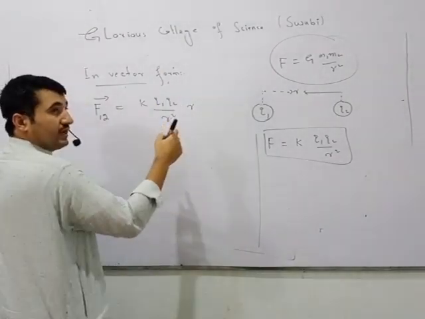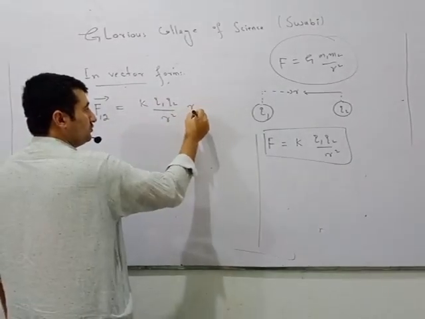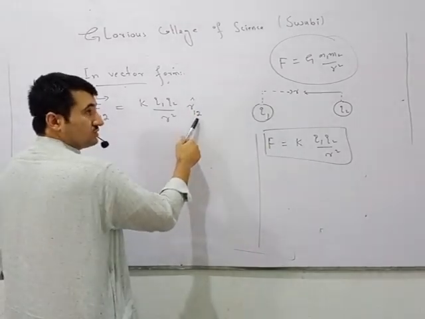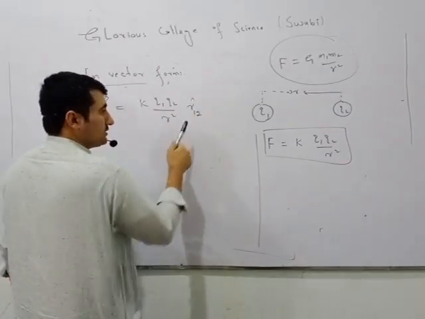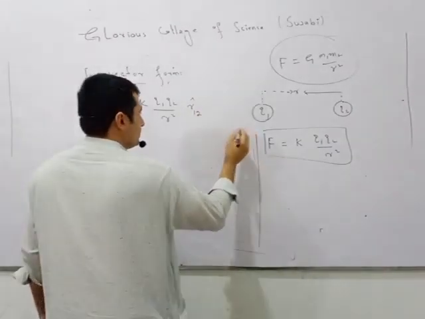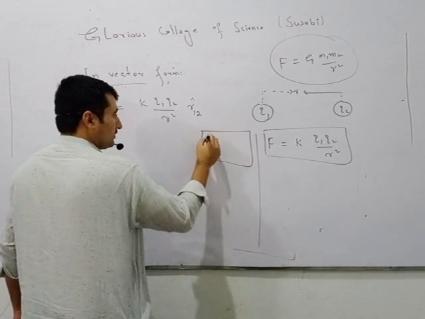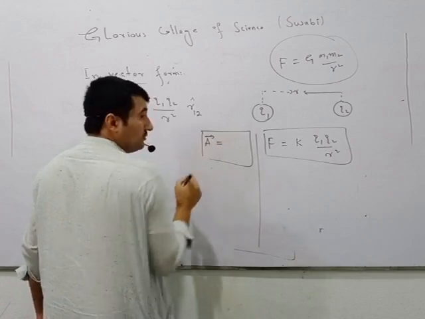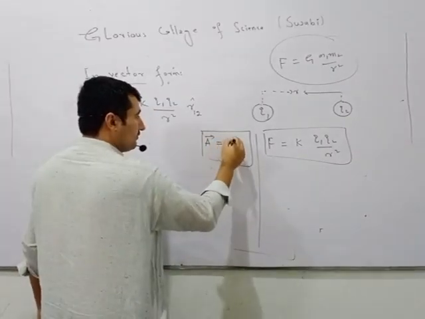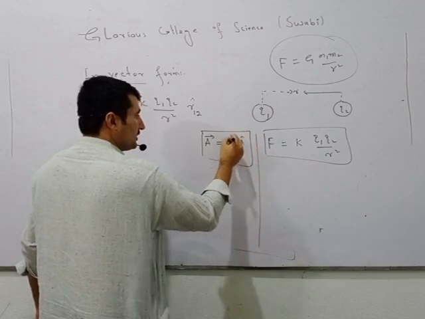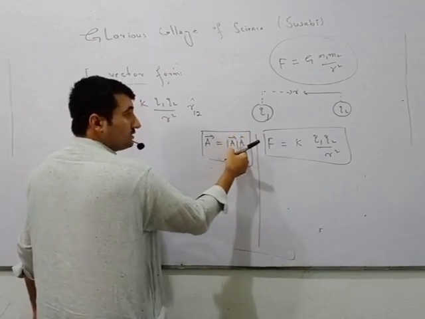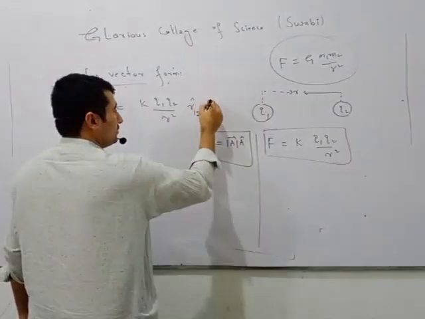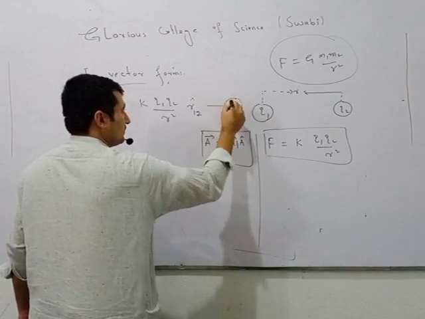So for a vector we need direction, and for direction, you know, we use the unit vector. So R12 is the unit vector which gives the direction of the force. F12 is in the direction of R12, because simply you know this thing: any vector can be written as magnitude times unit vector. So one is the magnitude, the other is the unit vector. This is the magnitude and this is the unit vector R12. Let this be equation A.